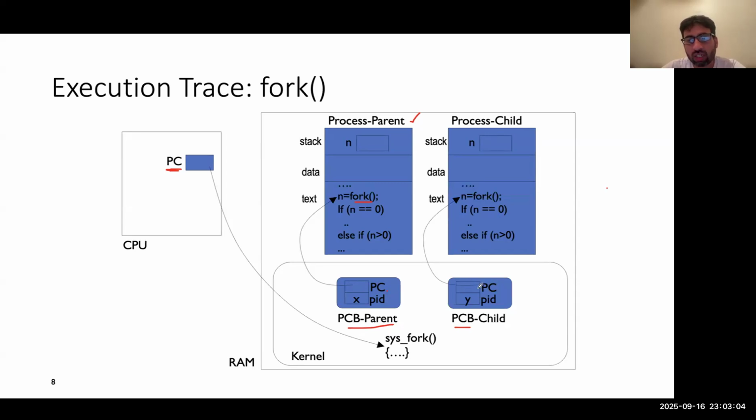The value of the PC after creating the process is set exactly the same as that of the parent, so both of them point at the same place, right? So if the parent executed n is equal to fork, then the child will also get a value of n. It will not execute fork again, because if it executed fork again, a new process would be created, which will not happen. It only will get the value of n back, right?